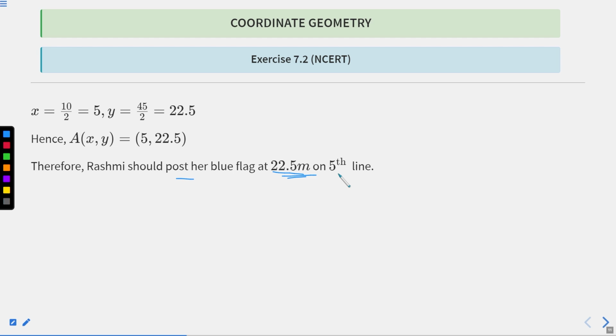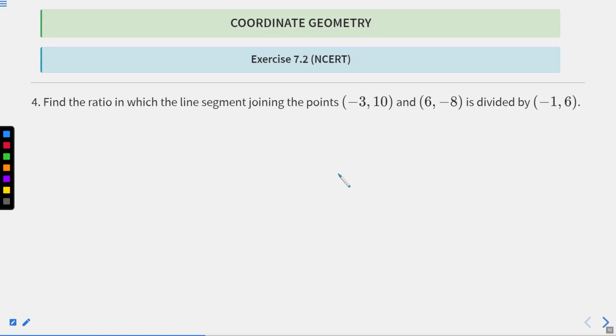Now we can move to another question. In the next question, we have to find the ratio in which the line segment joining the points (-3, 10) and (6, -8) is divided by (-1, 6). Basically, we have to find the ratio in which the line segment joining this point and this point is divided by this point.